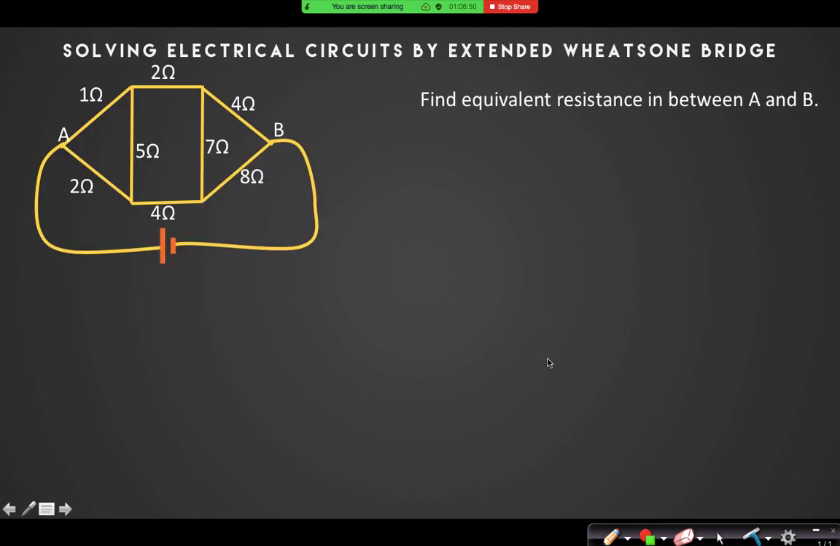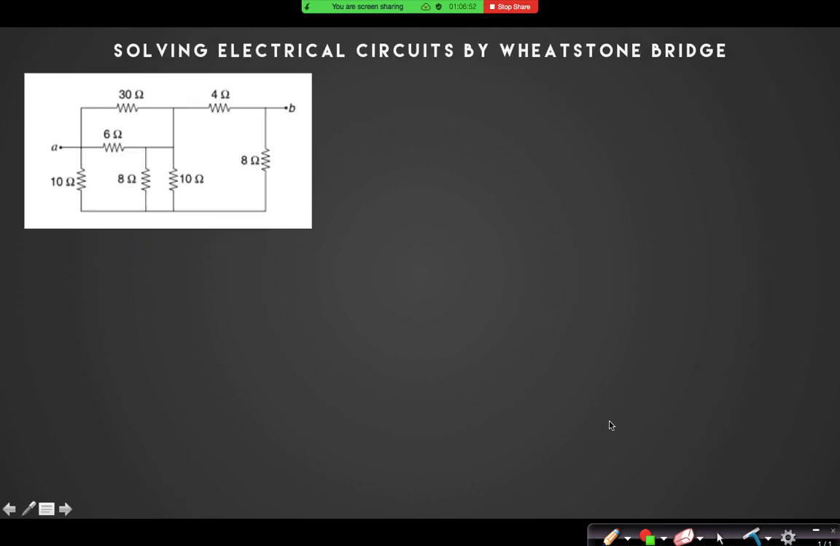Find equivalent resistance between AB here. So 6 ohm will be the answer.